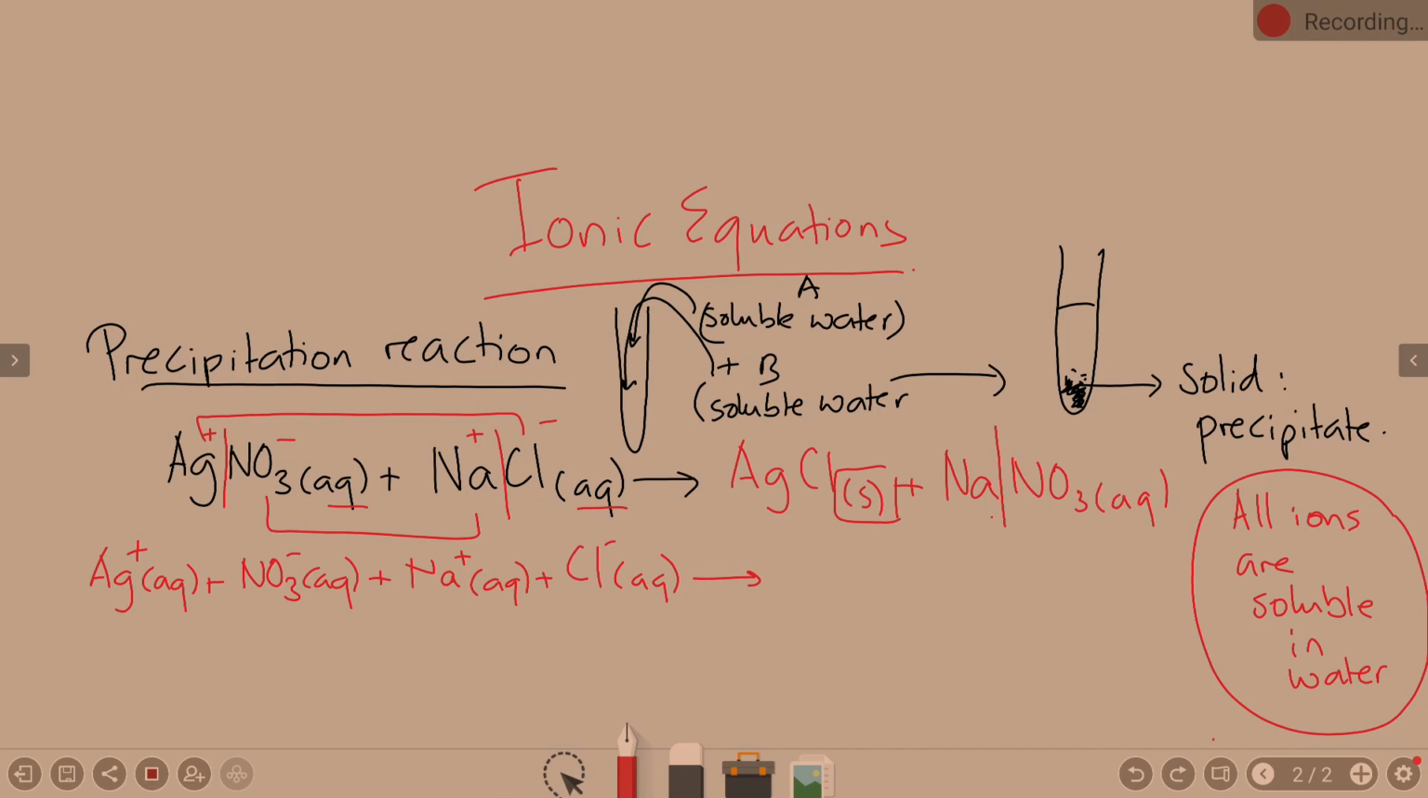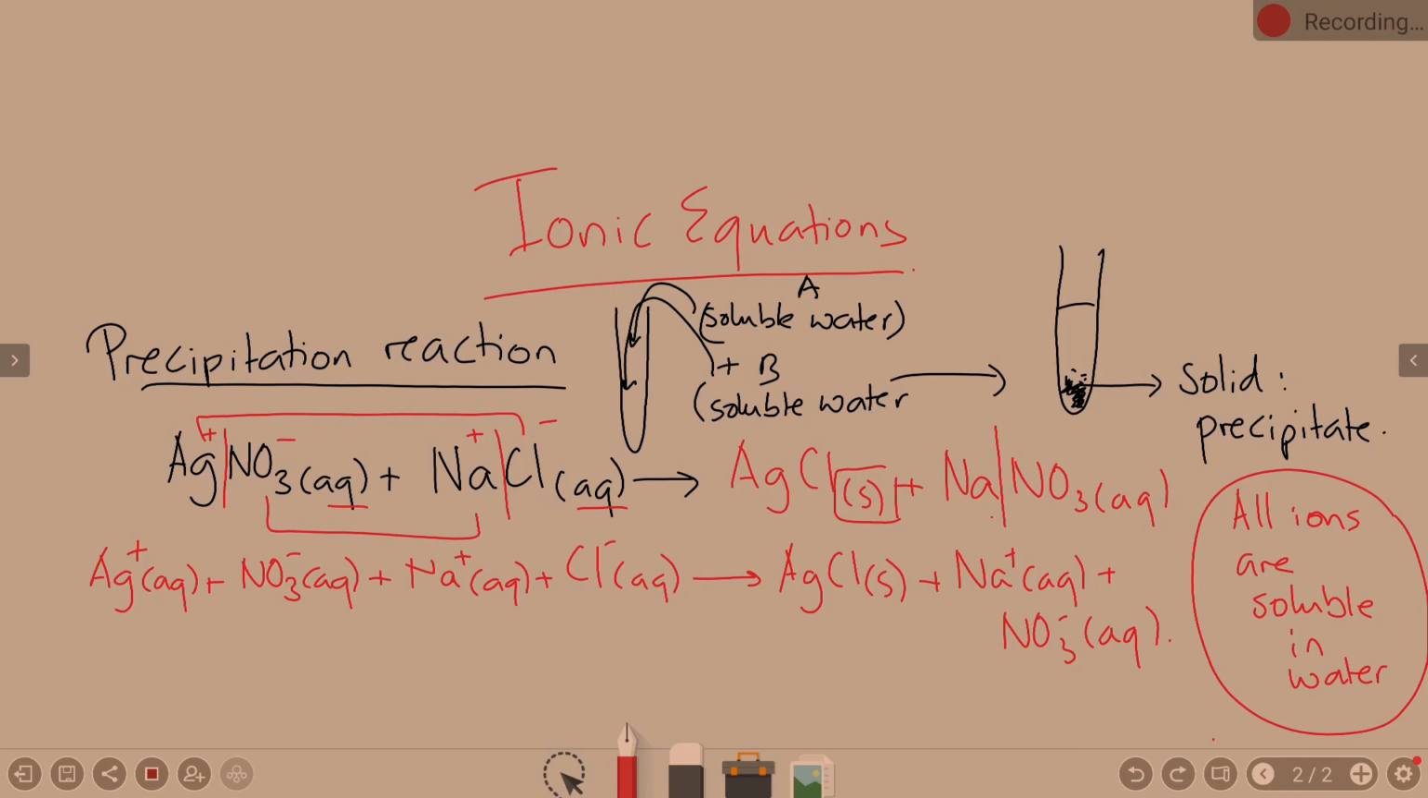Now I get to the other side. Is this going to break apart? So I write it as I see it. It's not going to break apart. It stays as AgCl, which is solid, plus Na plus aqueous plus NO3 minus aqueous. You with me here?